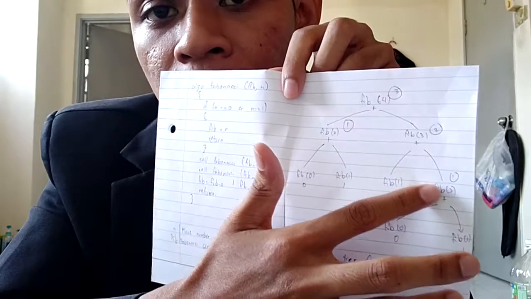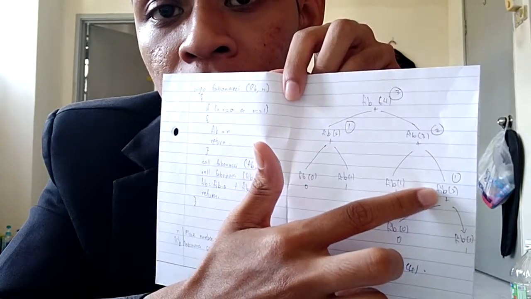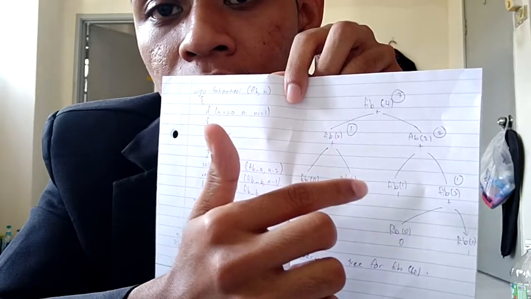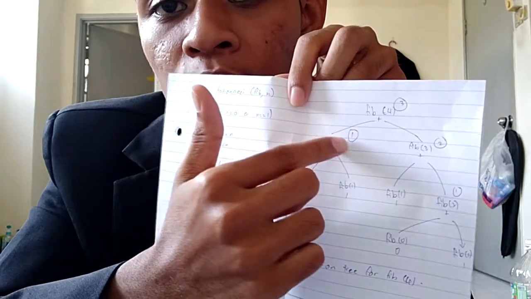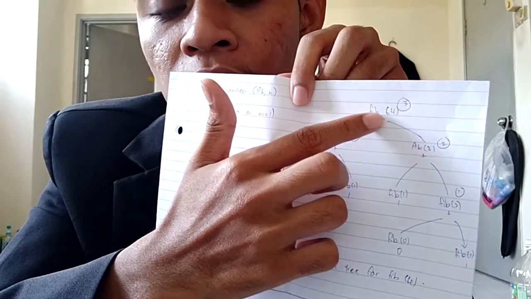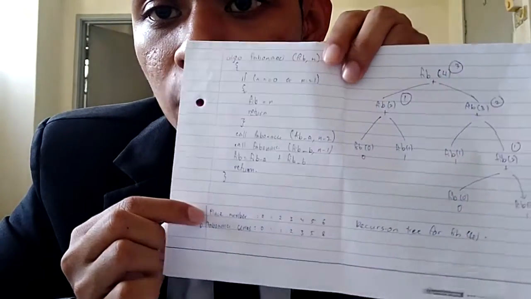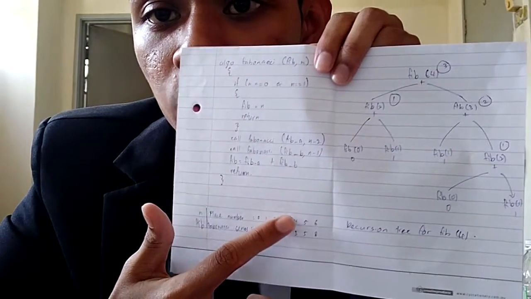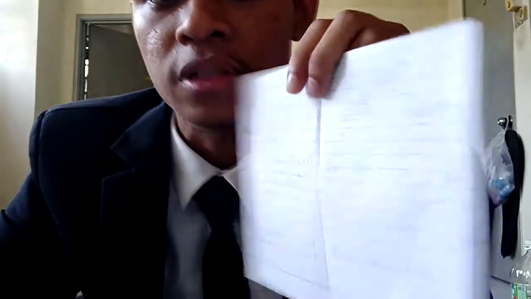Okay. Then 1 plus 1 we get 2. Then 1 plus 2 we get 3. So for Fibonacci 4 we get 3. We can see here for the Fibonacci, the fourth place, the Fibonacci value is 3. That is the example for the excessive recursion.